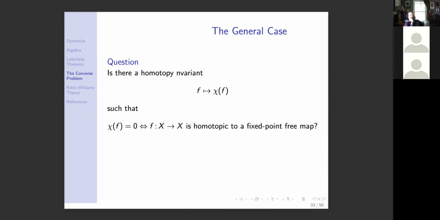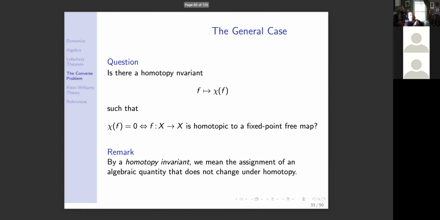So is there some sort of complete invariant that works even in the non-simply connected case? We know the Lefschetz number is not good enough unless we're in the simply connected case. So is there a refinement of the Lefschetz number, if you will? By a homotopy invariant, we mean an assignment of an algebraic quantity which does not change under homotopy.